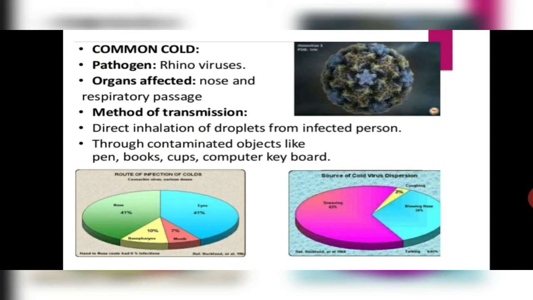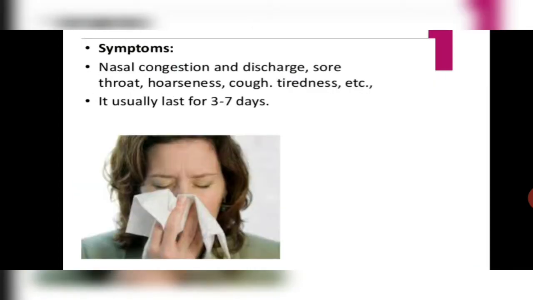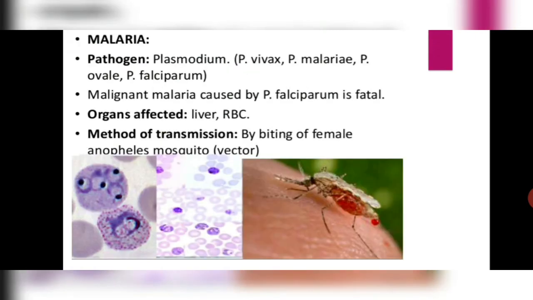It also spreads through contaminated objects, that is fomite-borne infection, from pens, books, cups, computer keyboards, hankies, doorknobs, etc. Symptoms are nasal congestion or blockage, discharge from the nose, sore throat, hoarseness, that is kharash, cough, tiredness or fatigue. It normally lasts for about 3 to 7 days, after which it eventually subsides because of the immune system of the body.